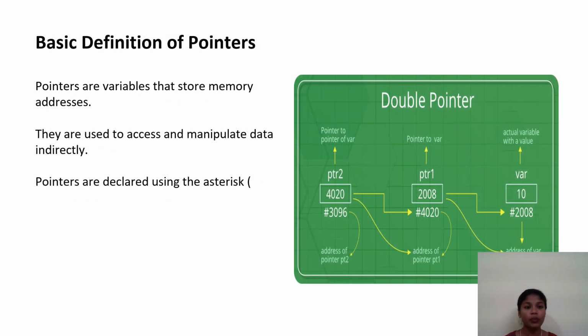Basic definitions of pointers. Pointers are variables that store memory addresses. They are used to access and manipulate data indirectly. Pointers are declared using the asterisk. A pointer is a type of variable that holds the memory address of another variable.